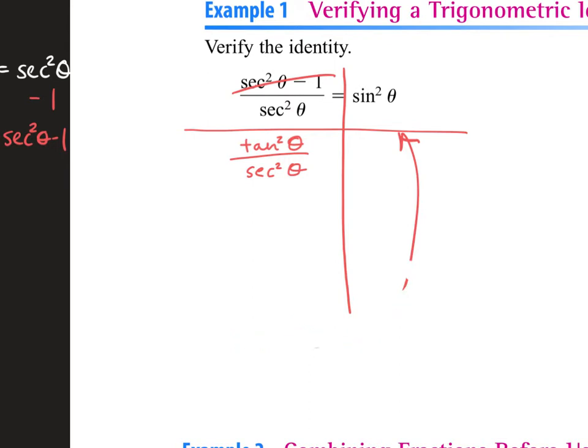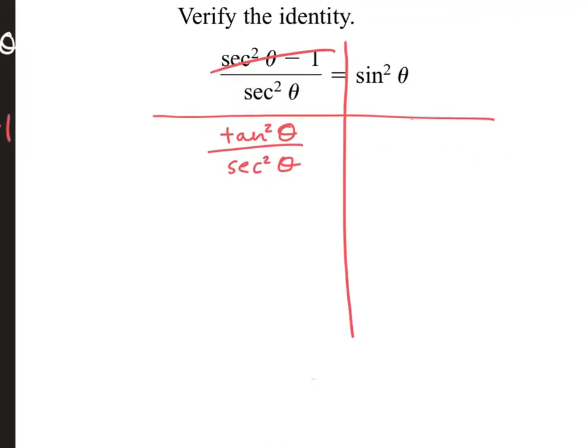What should we do next? Remember, if you get stuck, maybe we can change these to sines and cosines. So in terms of sine and cosine, what would tangent squared be? Sine squared over cosine squared. And then what's secant squared in terms of sine and cosine? 1 over cosine squared. So now we have a fraction divided by a fraction. So what can we do?